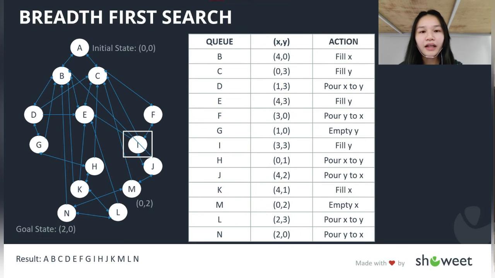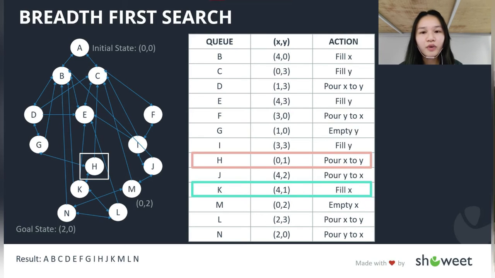Next, I is divided to J. Hence, by pouring Y to X from 3,3, 4,2 is obtained. Next, H is divided to K. So, by filling X, 4,1 is obtained from 0,1.